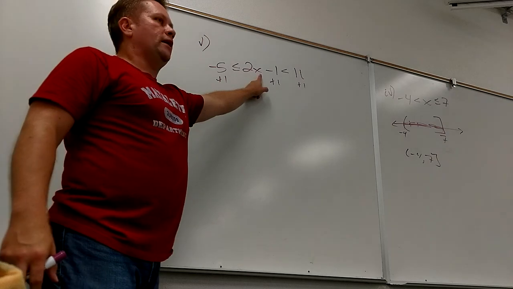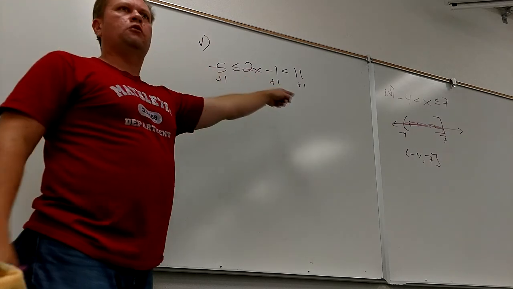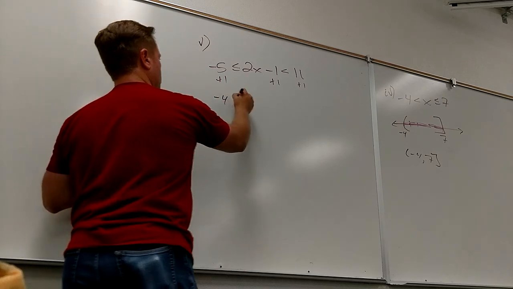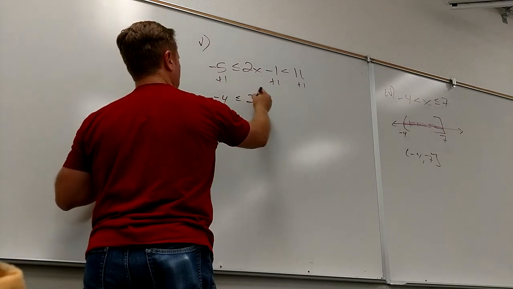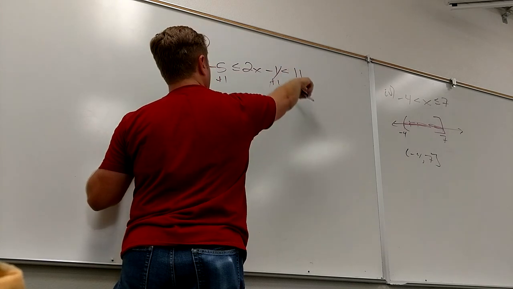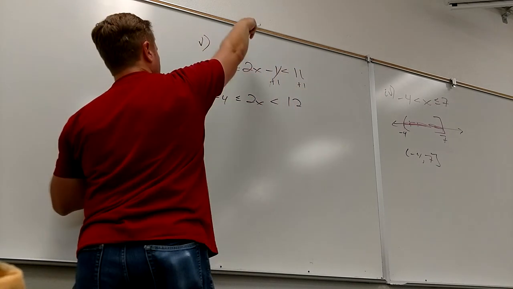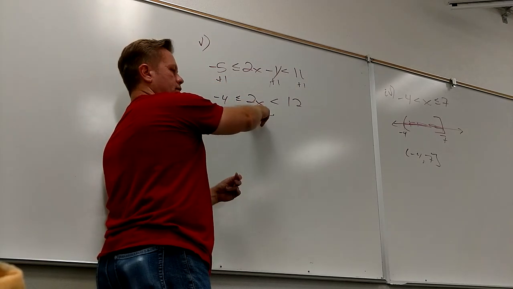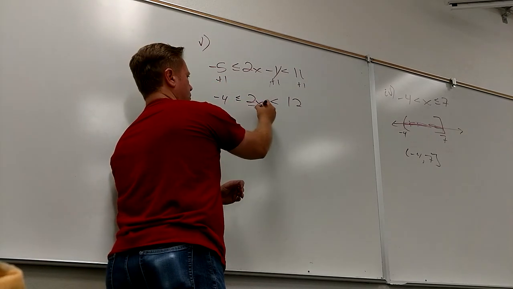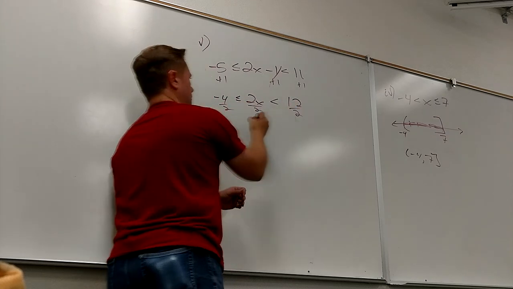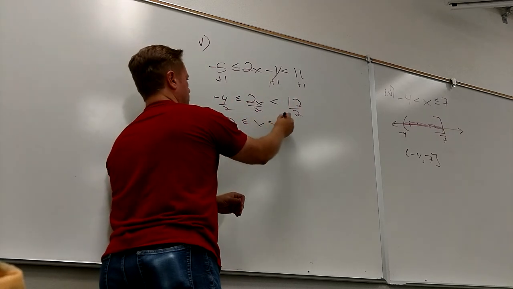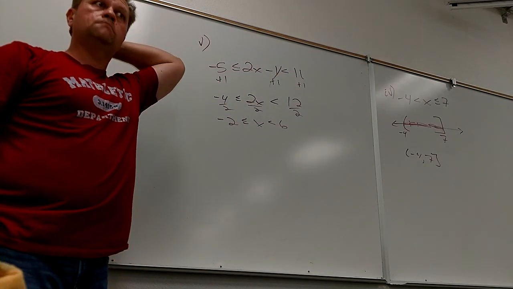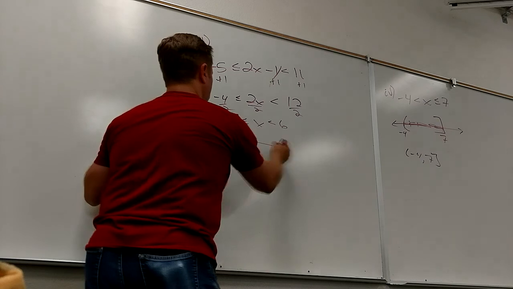You're trying to get x by itself, and adding 5 won't get you closer to that. So I add 1, what do I get? Negative 4, 2x, 12. And then what's the last thing? You get x by itself. Divide by 2, all sides. Now it's just like that one was, right? So you got your negative 2, you got your 6.